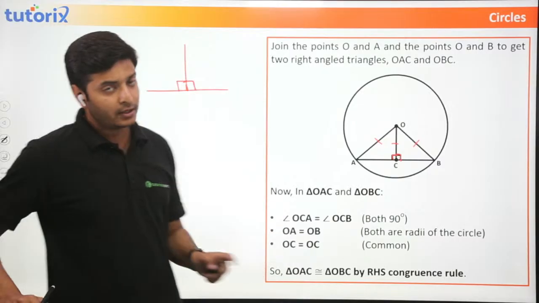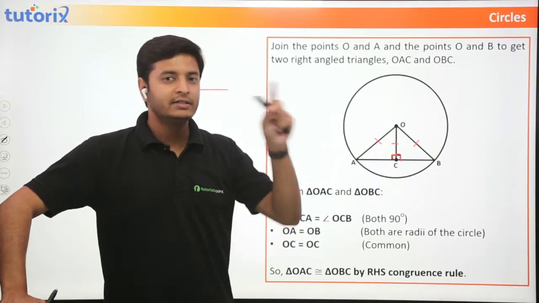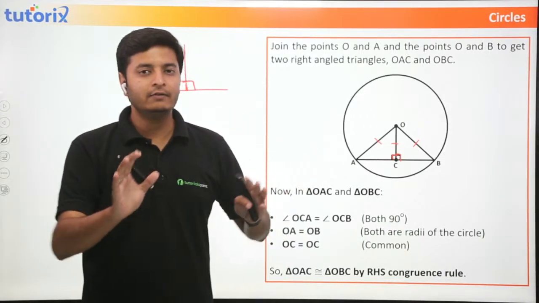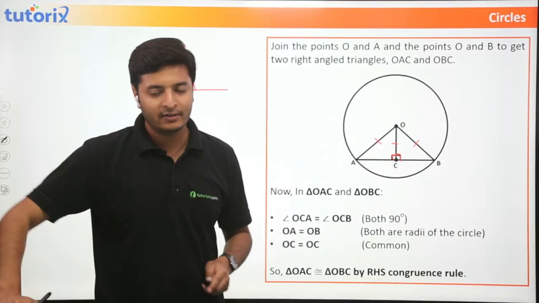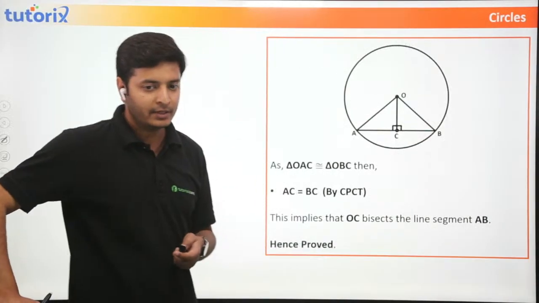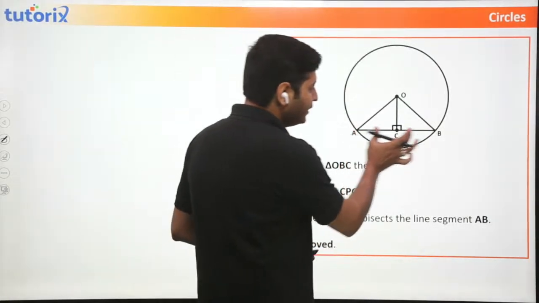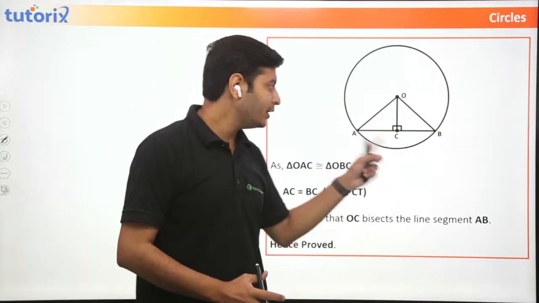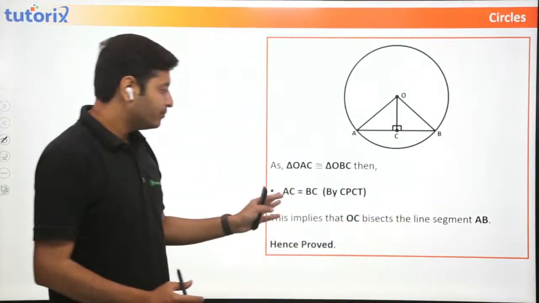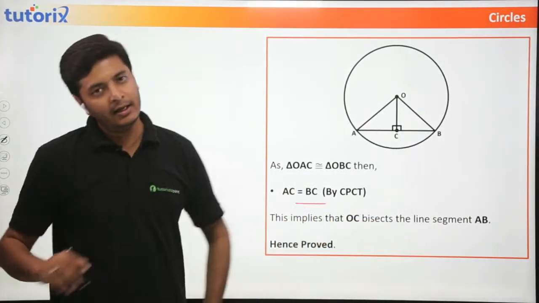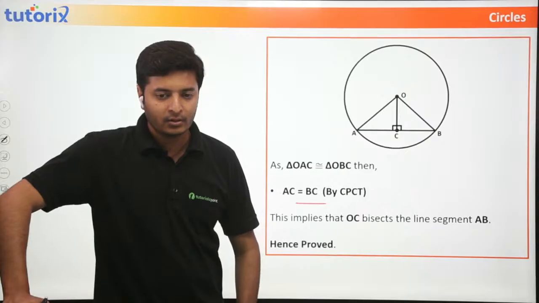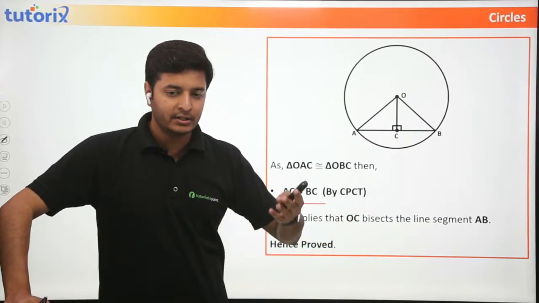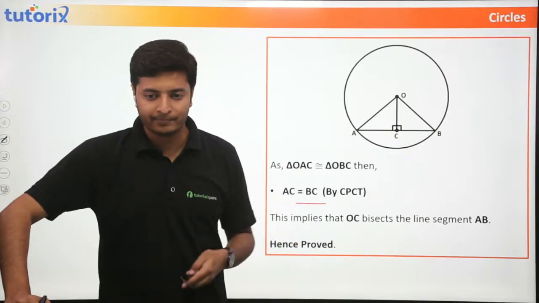Now, if these two triangles are congruent, they must have the same shape and the same size. So all the corresponding parts of one triangle are equal to all the corresponding parts of the other. If they are equal, you can use that info, because the things that we need to prove equal are nothing but two sides of these two triangles. AC and CB. So by CPCT, we simply say that AC is equal to BC by CPCT. Corresponding parts of congruent triangles. We know the full form, no? CPCT is corresponding parts of congruent triangles.